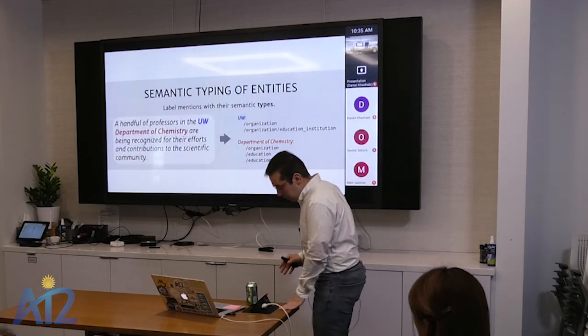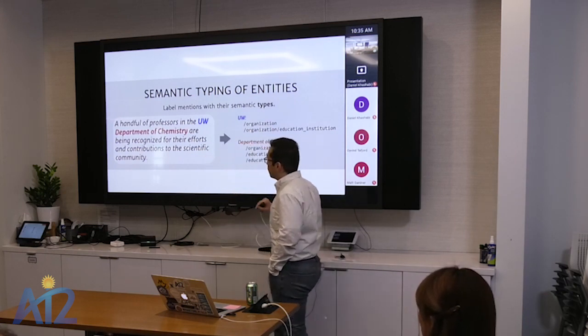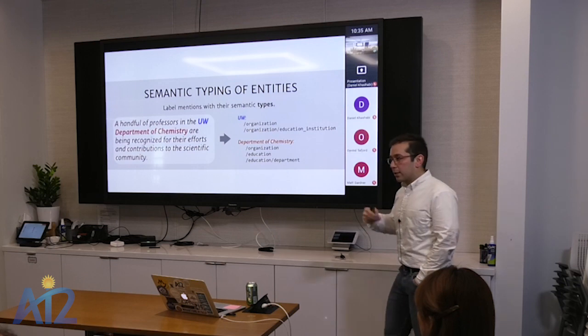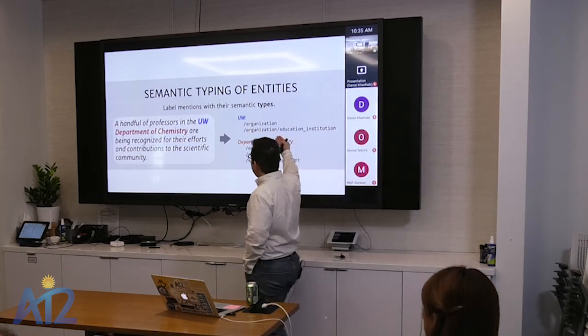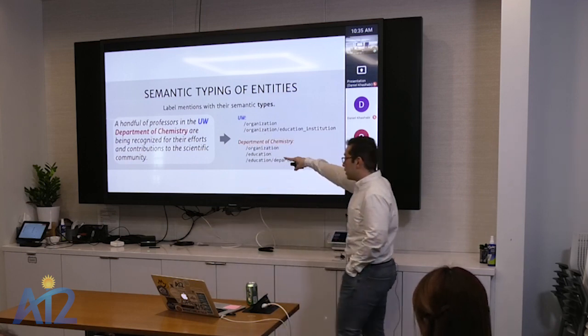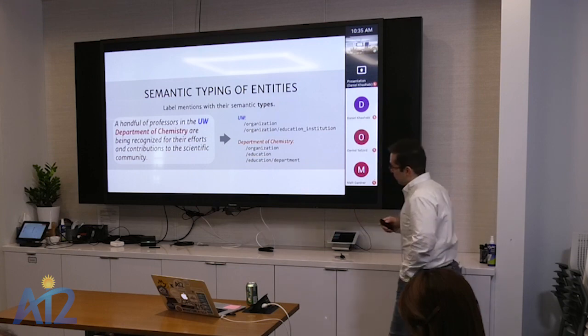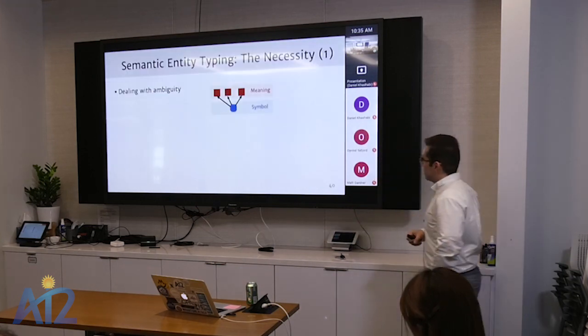What is this problem? Well, there's a text, the context, a bunch of mentions are indicated, and the goal is to attach some semantic type to each mention in the text. For UW, I have to be able to understand that in this context, it is not only an organization, but also an educational institute. Why do we do this?